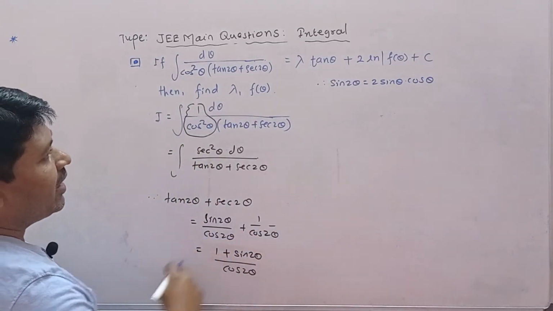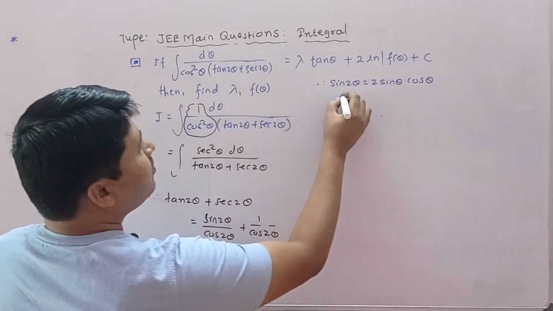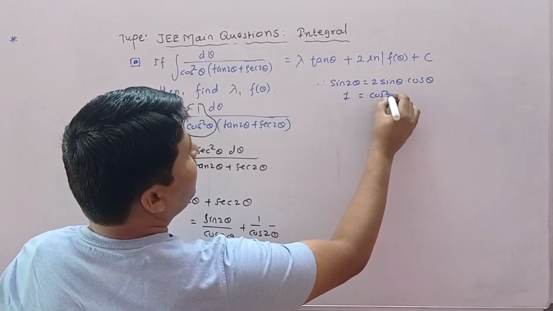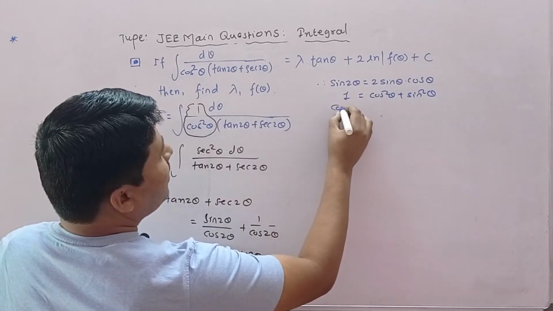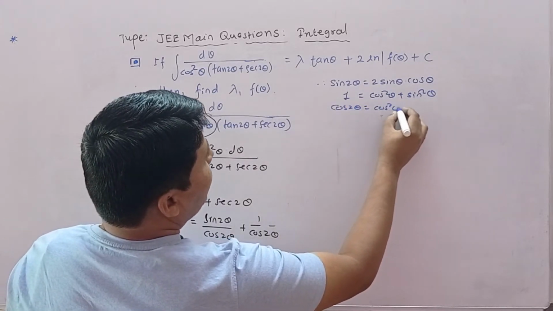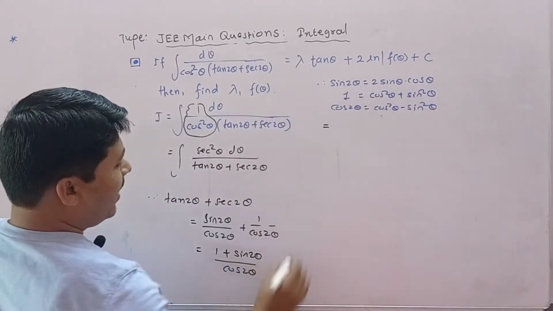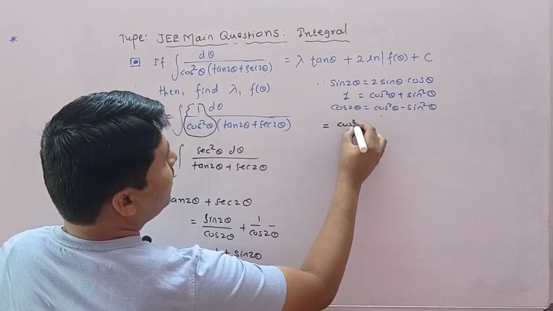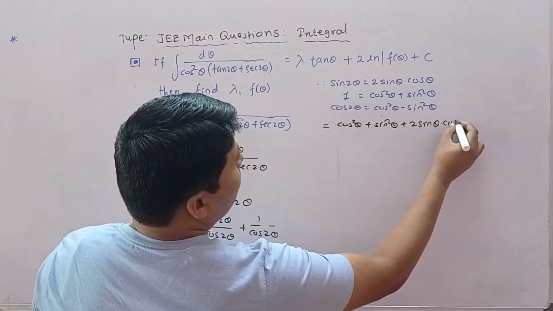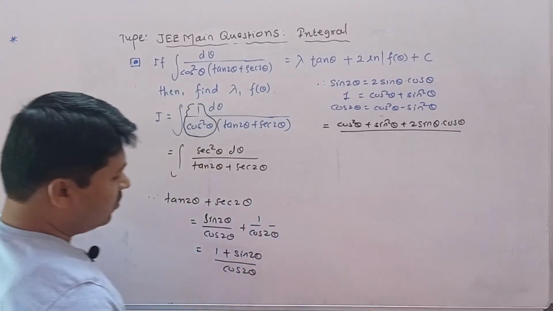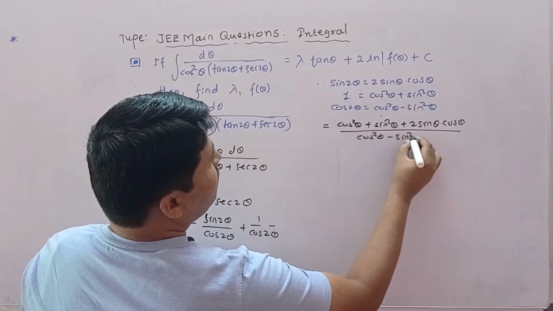And for 1, here we use the identity, that means we can use 1 as cos square theta plus sin square theta. Also we know that cos 2 theta is cos square theta minus sin square theta. Therefore this term simplifies to cos square theta plus sin square theta plus 2 sin theta cos theta, divided throughout by cos 2 theta, which becomes cos square theta minus sin square theta.